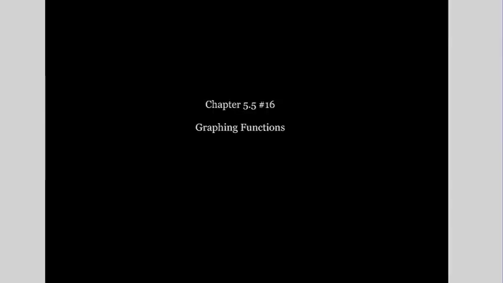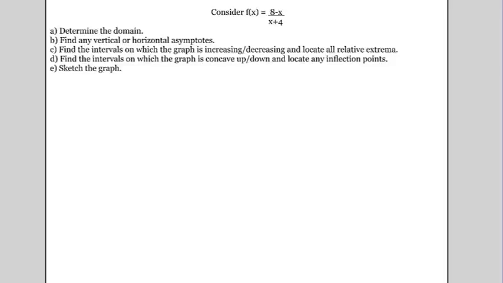In this tutorial, we'll look at graphing functions. Consider f of x equals (8 minus x) divided by (x plus 4). Determine the domain, find any vertical or horizontal asymptotes, find the intervals on which the graph is increasing and decreasing, and locate all relative extrema. Find the intervals in which the graph is concave up and concave down, and locate any inflection points. And finally, we'll sketch the graph.